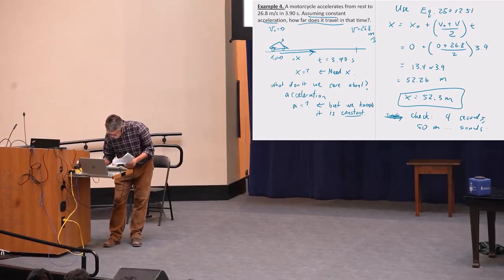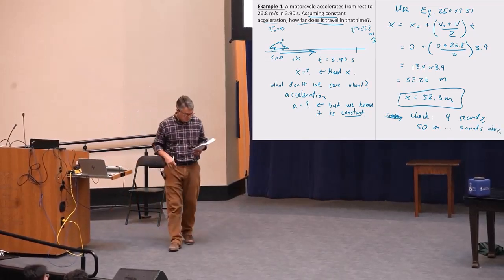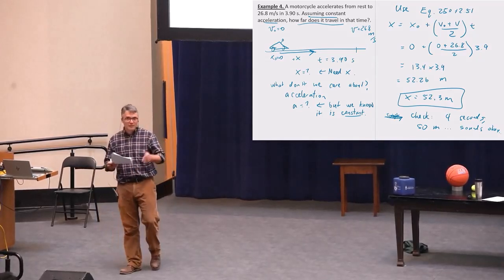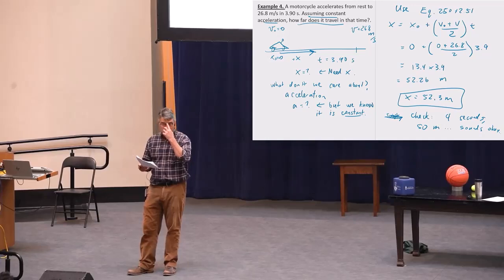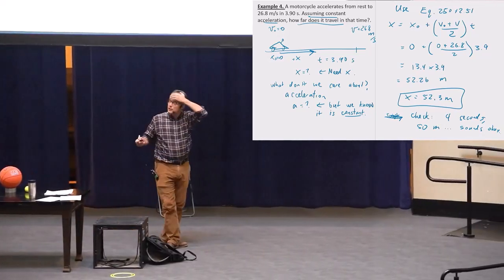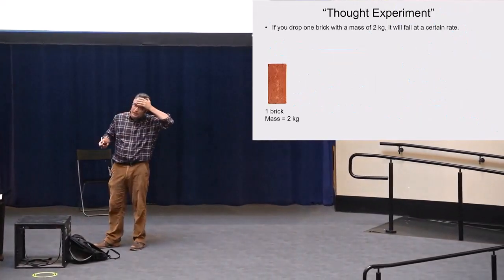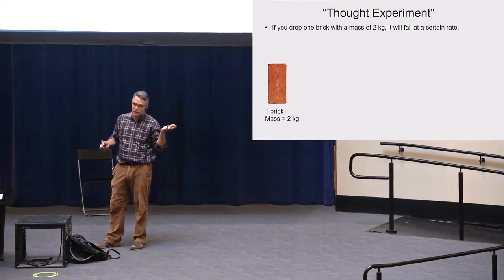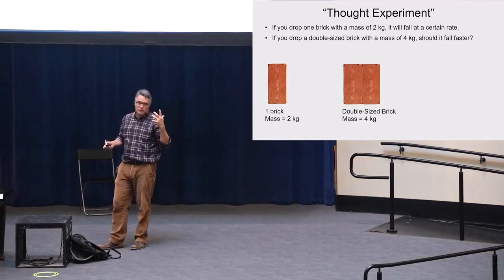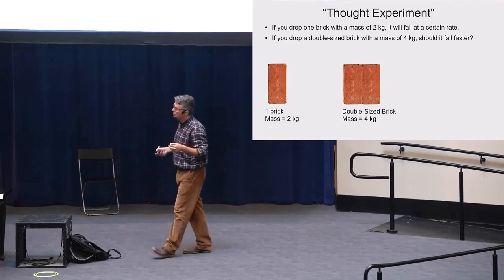It's not always obvious how to do these checks, but sometimes just look at it and see if it seems all right. If we'd gotten 5 millimeters or something, maybe we would wonder if we were doing it right. So I want to actually do a thought experiment. If you have a brick and it has a mass of 2 kilograms, it'll fall at a certain rate. What if you had a double-sized brick that has a mass of 4 kilograms?